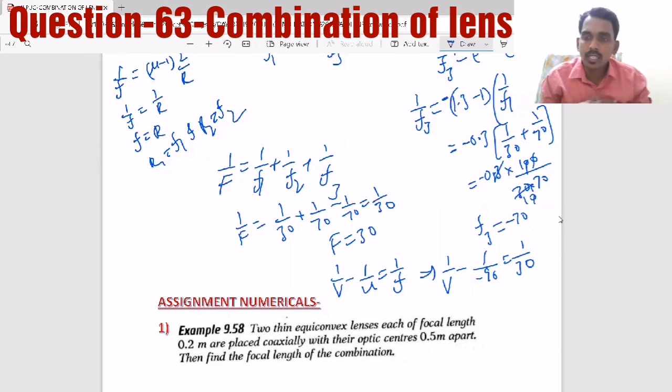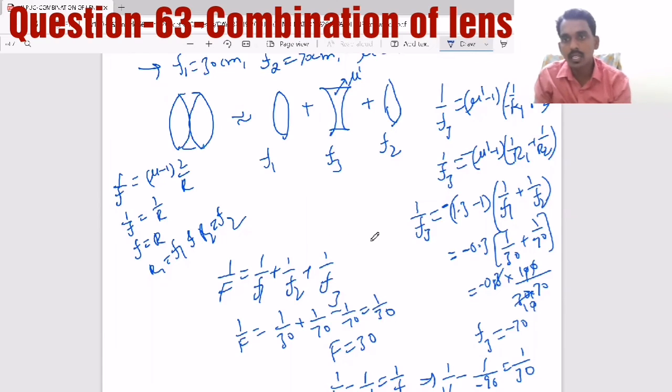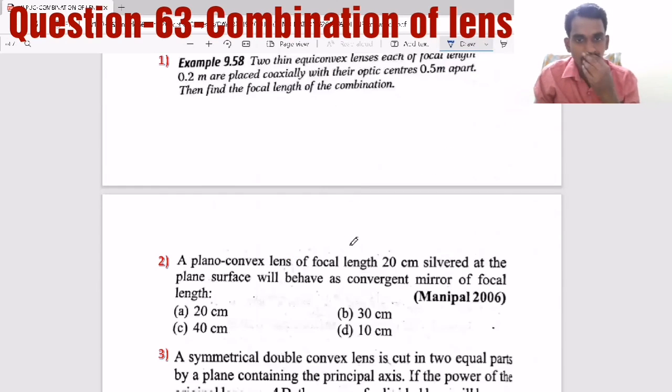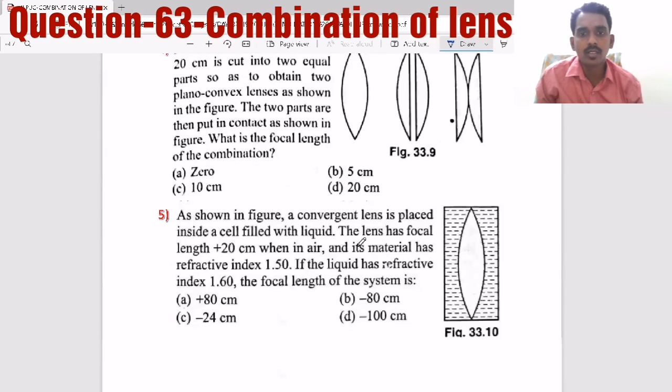Because instead of giving one lens, they have given a combination of lenses, first you have to find the combined focal length. When you get the combined focal length, you can treat it as one lens. For that lens, for the given object distance, we can use the lens formula and find the image distance. So this is how you need to deal with questions based on combination of lenses, silvering of lenses and cutting of lenses.